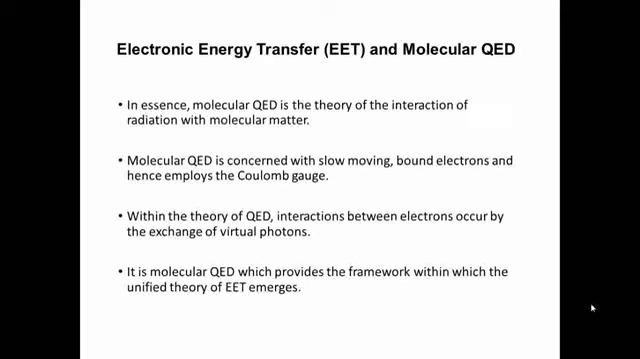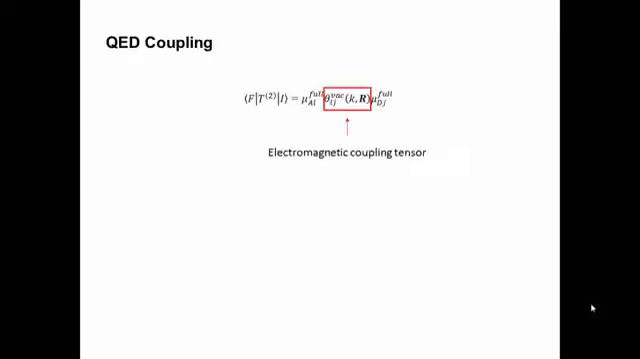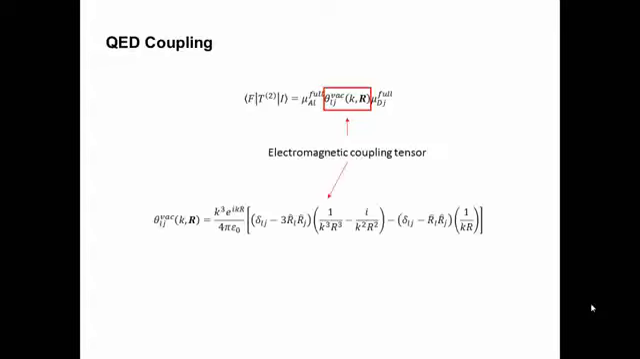Within this context, QED has provided a platform with which to describe electronic energy transfer through a unified theory which links regimes of EET that were once thought to be distinct mechanisms, that is, near-zone, non-radiative energy transfer, and far-zone, radiative energy transfer. The electromagnetic coupling tensor describes the spatial dependence of the coupling that mediates EET.